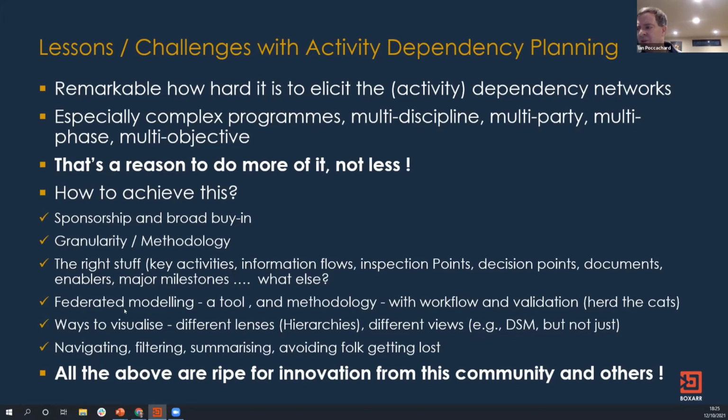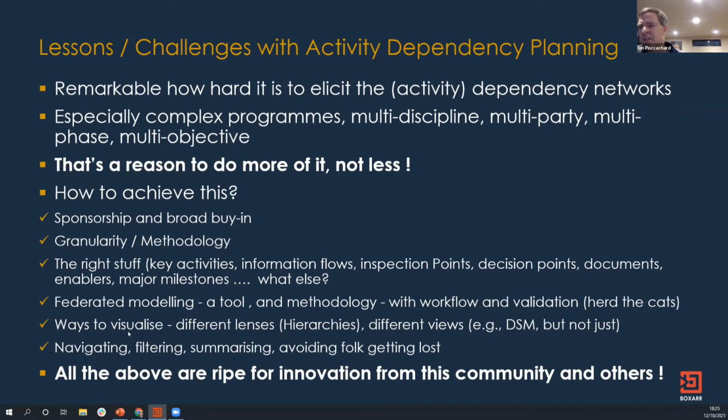So I think there is a role for the tool vendors here and for the community to establish better ways of federating the modeling, providing both methodology and workflow, enforcing discipline, but also giving the flexibility to the end users who are the experts in the end.